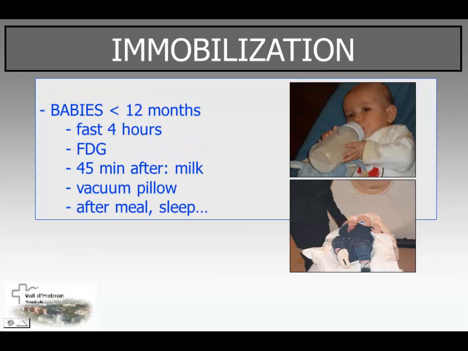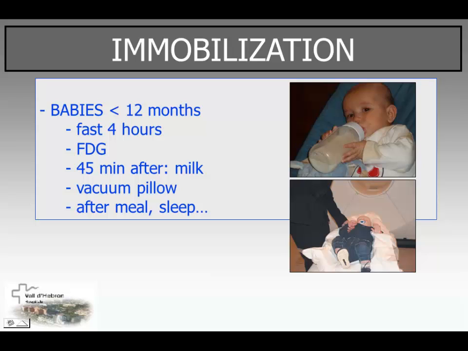What about the immobilization? The immobilization is basic in babies under 2 months of age. They fast for 4 hours. FDG, and then after 45 minutes we give them milk. We put them in a vacuum pillow, and usually they sleep. And when they sleep, then we scan them.